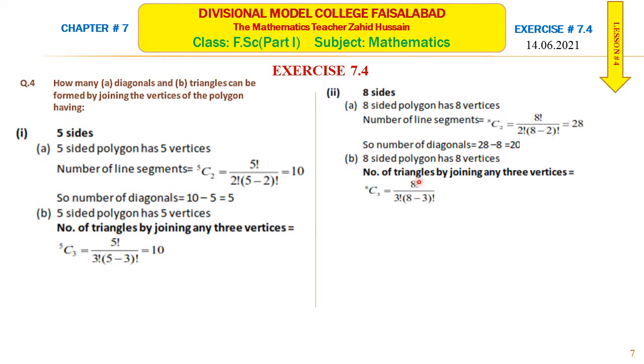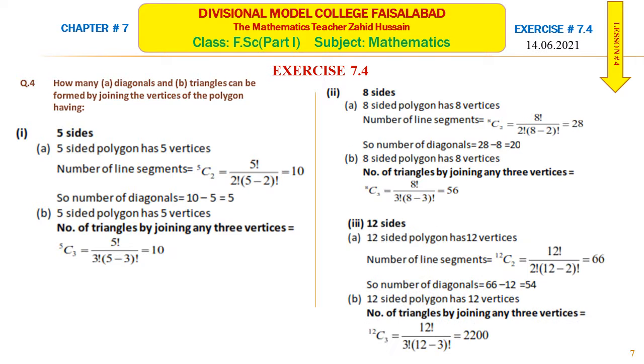8C3 is equal to 8 factorial over 3 factorial into (8 minus 3) factorial, which is 8 factorial over 3 factorial into 5 factorial. Simplifying this, you will get 56. So you can form 56 triangles inside a polygon having 8 sides. Similarly, you can solve its third part in which there are 12 sides.